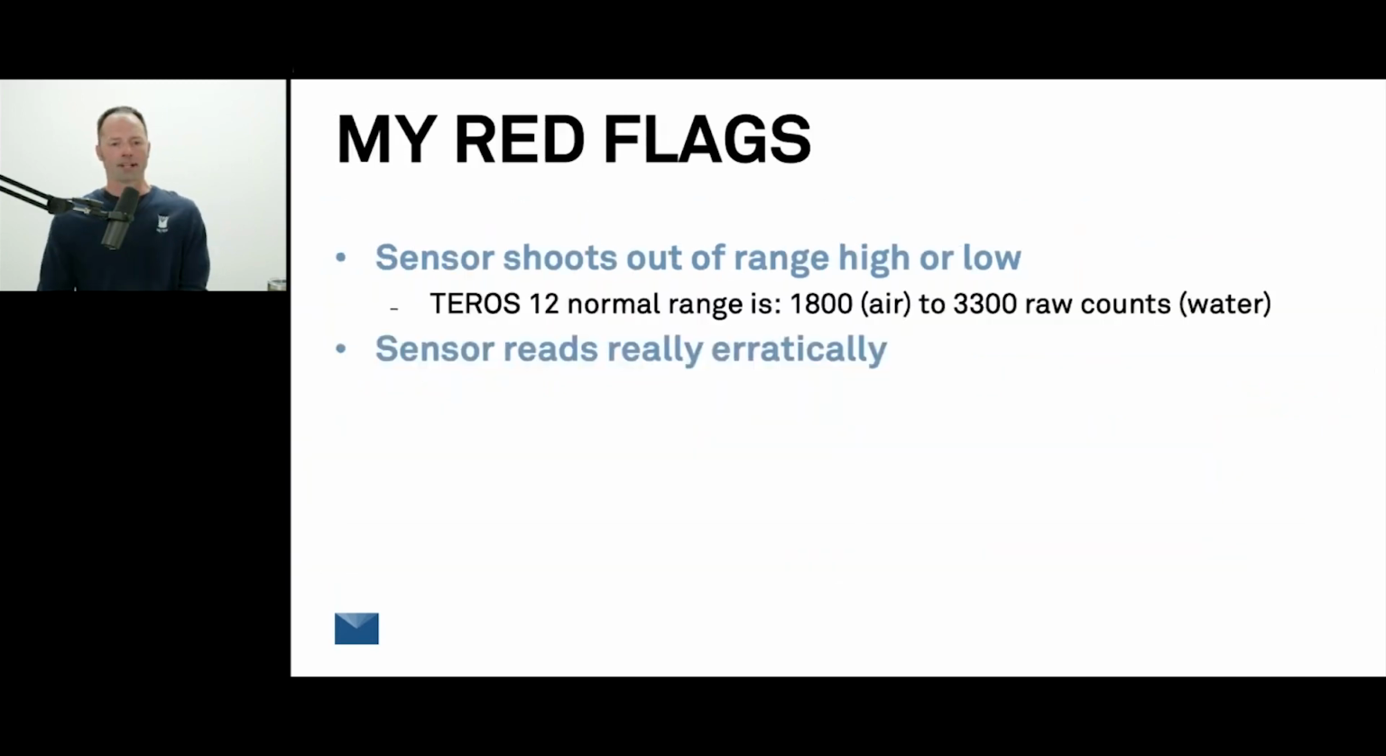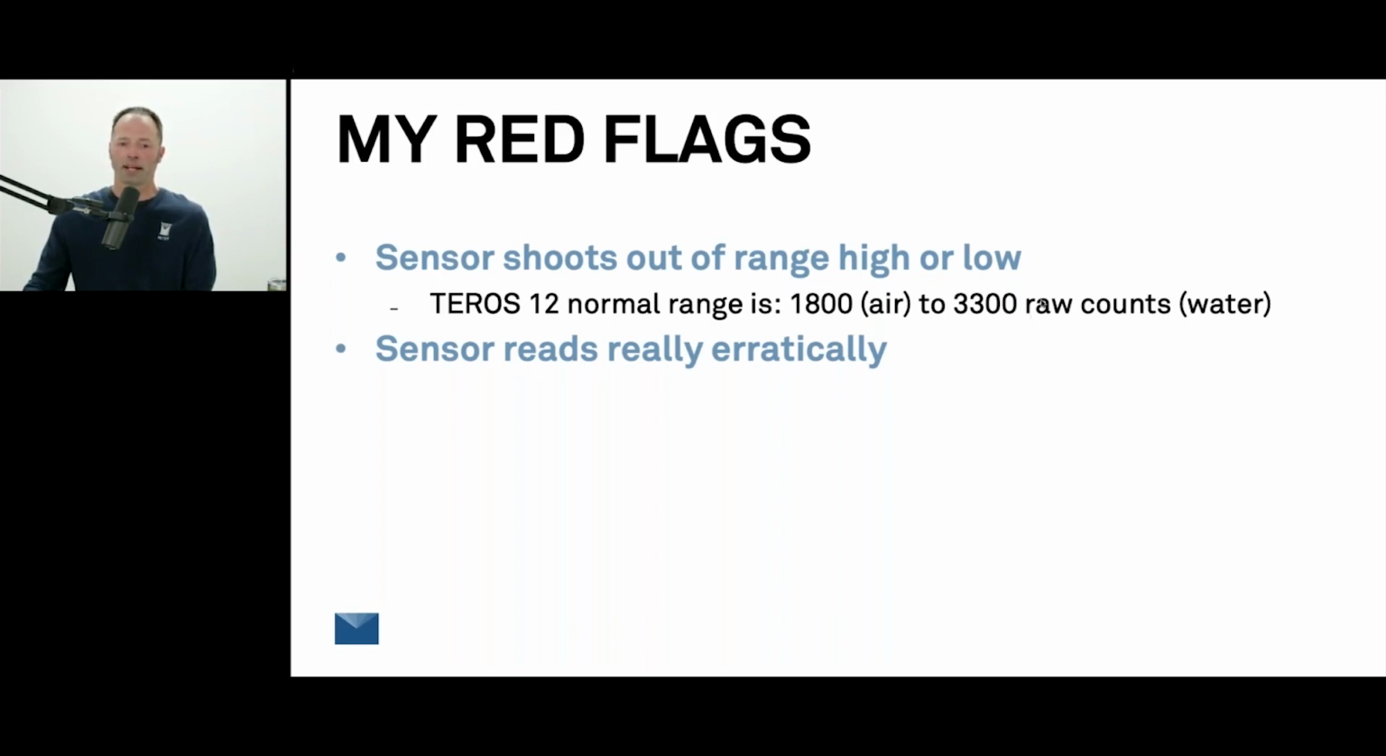Okay, so red flags in sensors. Shooting out of range, high or low. Your sensors almost always have a range, whether they're meter sensors or others. And a sensor that's clearly failed, like a TEROS 12, for example, will read about 1,800 raw counts in air and 3,300 raw counts in water.